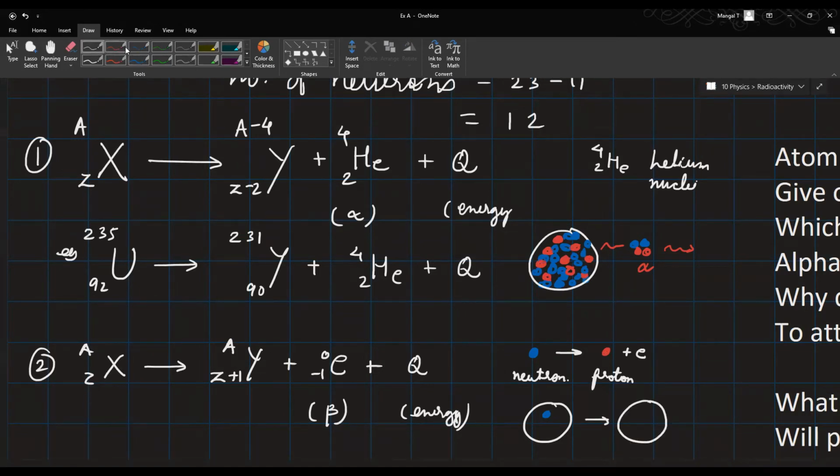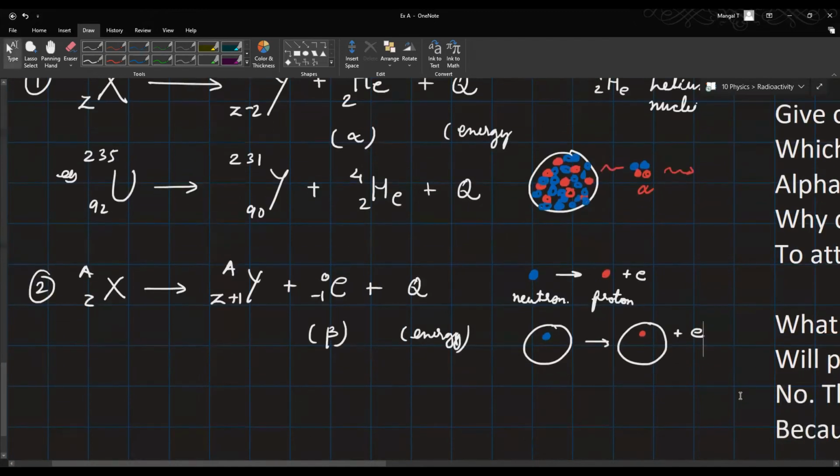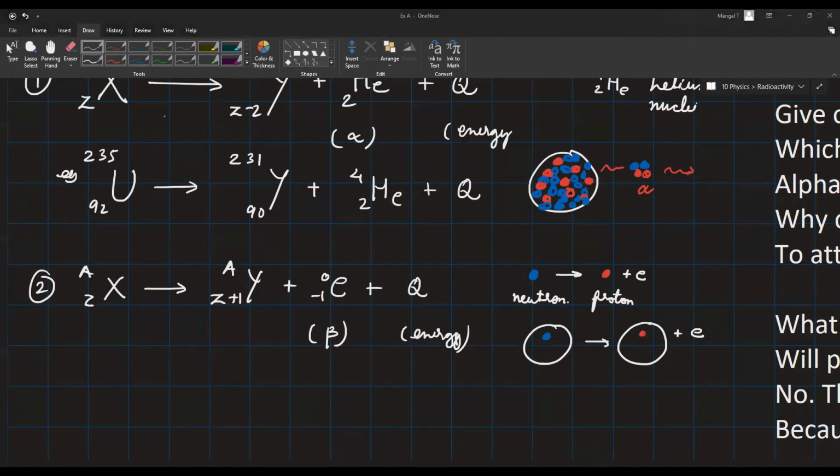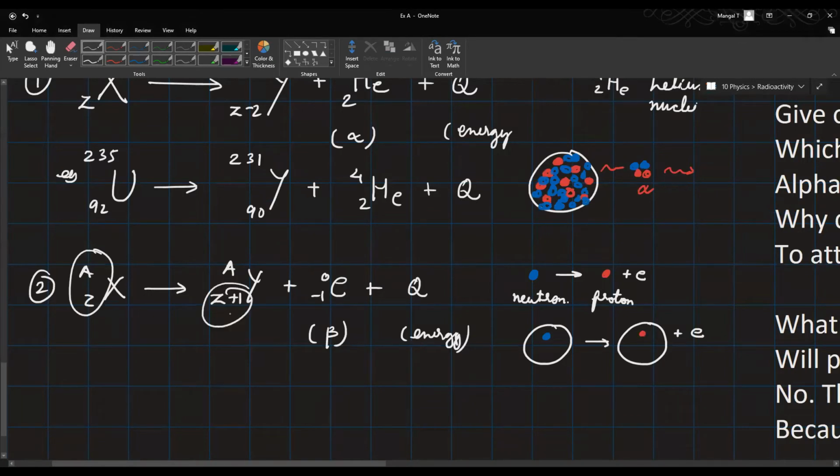The neutron will convert itself to a proton and release an electron. This is beta emission. I didn't get this part. When a nucleus emits a beta particle, Z becomes Z plus 1. So for example, uranium is 235 and 92. Then it will become 235 and 93. Do you follow that now?